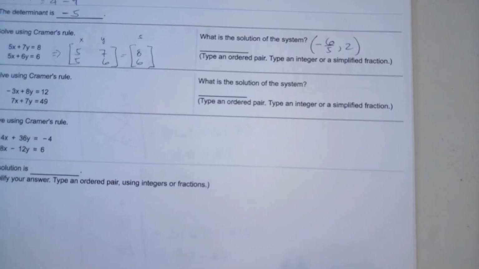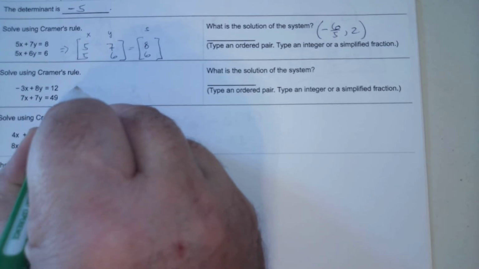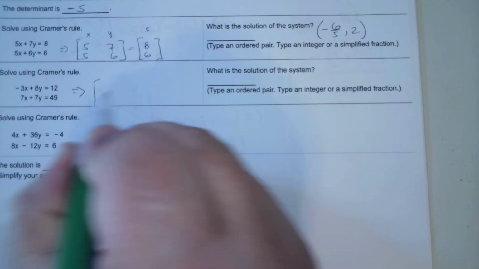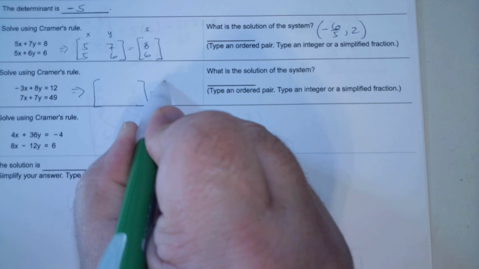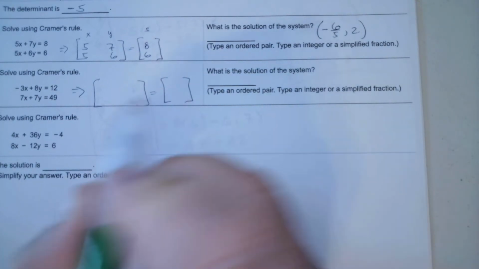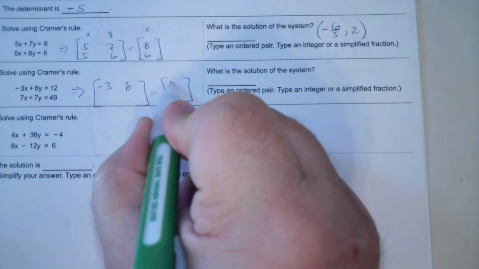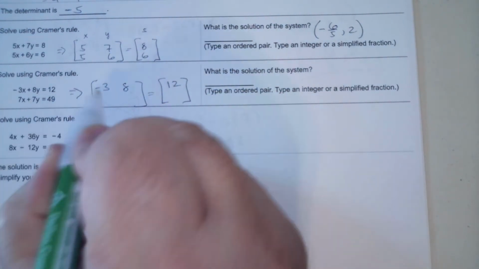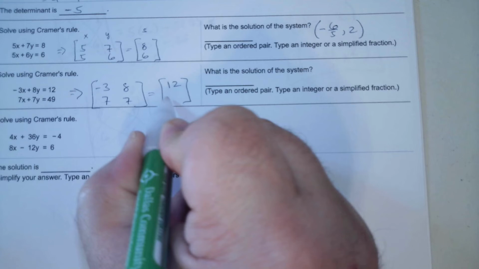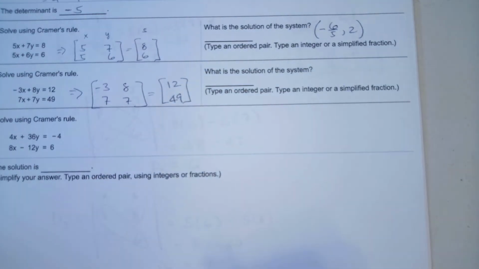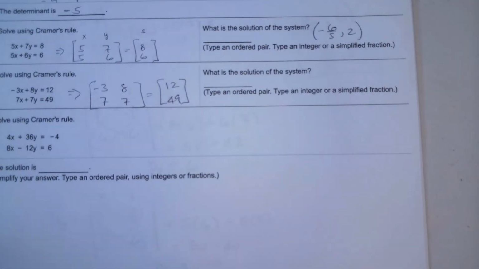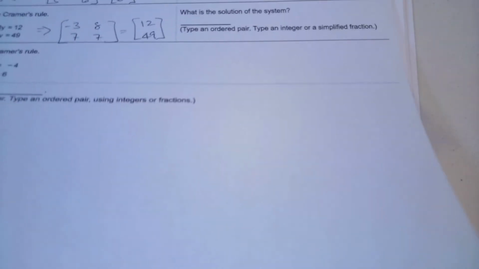Let's look at the next one. Let's create the matrix. So it's negative 3, 8, and 12. 7, 7, 49. Alright, so let's do the next one.